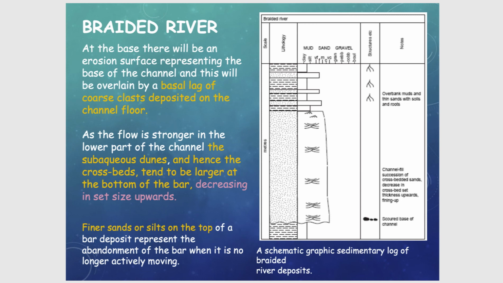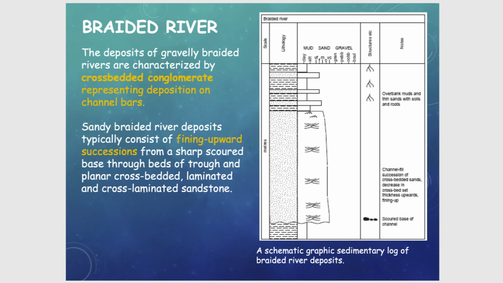Okay, so let's move. Here we have other comments. So the deposits of gravelly braided rivers are commonly characterized by cross-bedded conglomerates representing deposition on channel bars. So this component here can have quite a bit of gravel and cross stratification as mentioned, and sandy braided river deposits typically will consist of fining upward successions, which is what we have already mentioned as well.